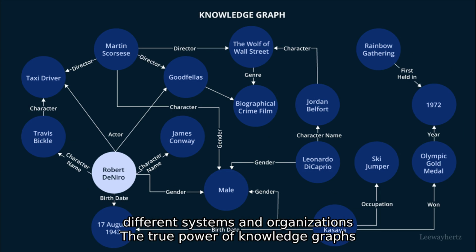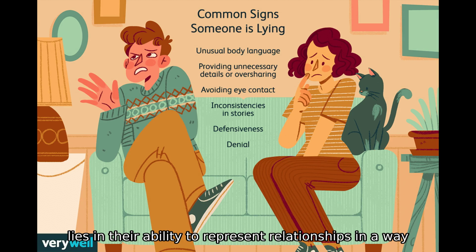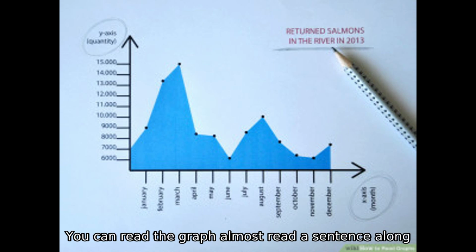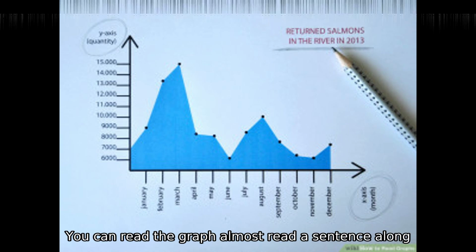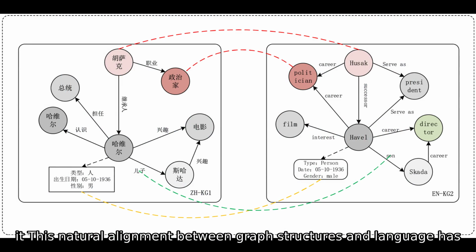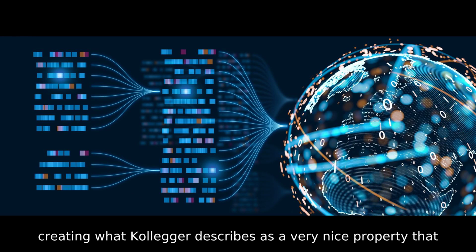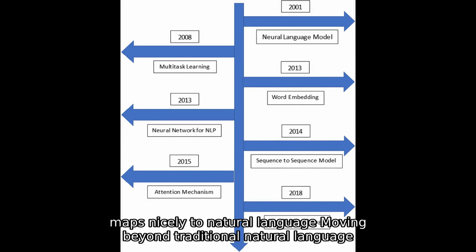The true power of knowledge graphs lies in their ability to represent relationships in a way that closely resembles natural language. As Andreas Kolleger puts it, you can read the graph, almost read a sentence along it. This natural alignment between graph structures and language has become increasingly valuable with the rise of large language models, creating what Kolleger describes as a very nice property that maps nicely to natural language.